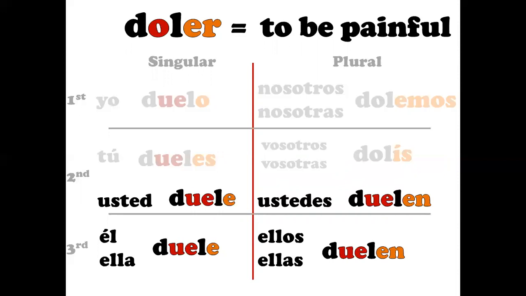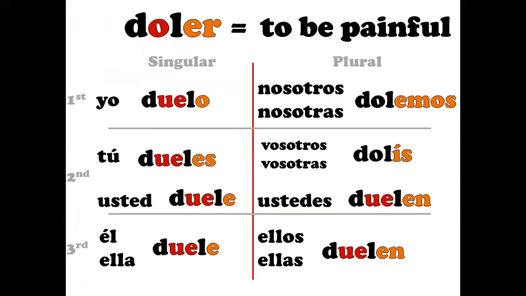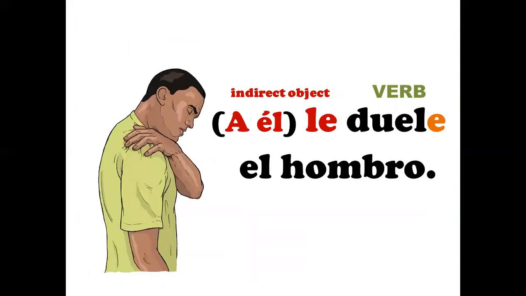The third person. All right? Because again, the definition is to be painful. So if you said duelo, you'd be saying, I'm painful to, maybe to someone else. Te duelo, I'm painful to you. All right, that wouldn't be something you would often say. So these are the ways that you would typically use it.